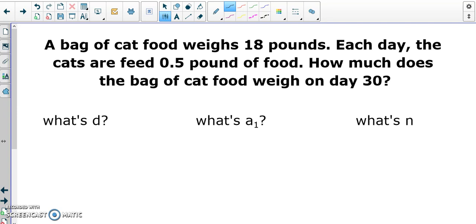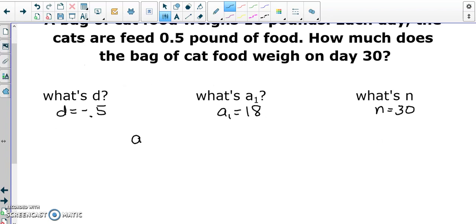Okay, so what is D? D is what is going up or down by. If it's increasing, it's positive. If it's decreasing, it's negative. So D is negative 1/2 or negative 0.5, because it's going down by half a pound. A1 is the amount it starts with. So A sub 1 will be 18. And N is the term we want. And so we want to know it on day 30. N is 30.